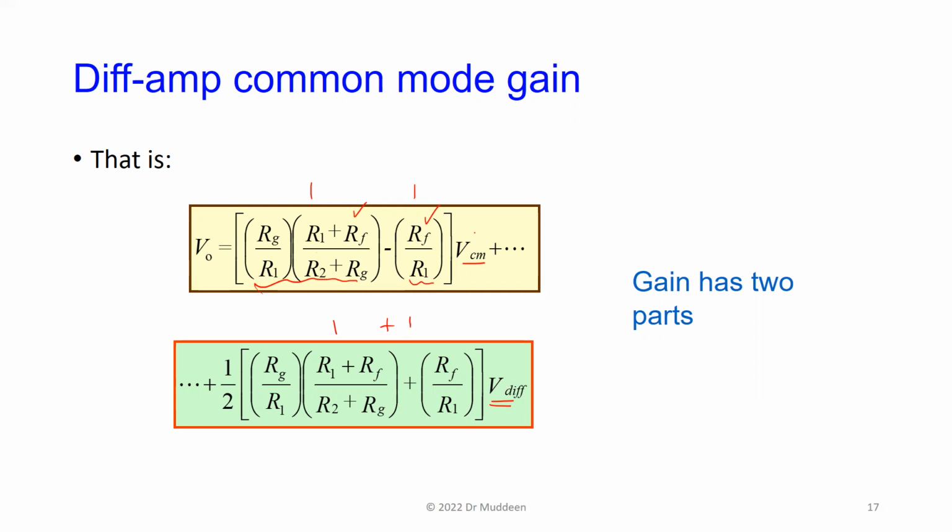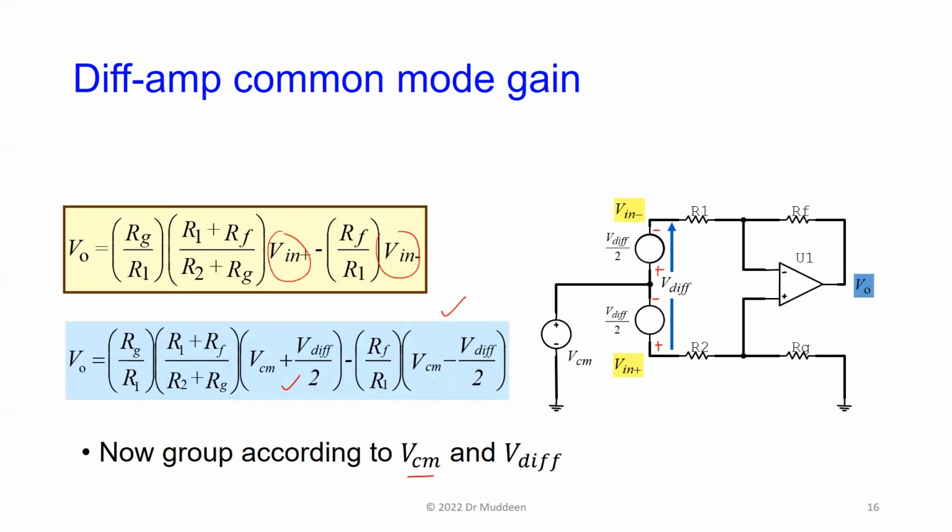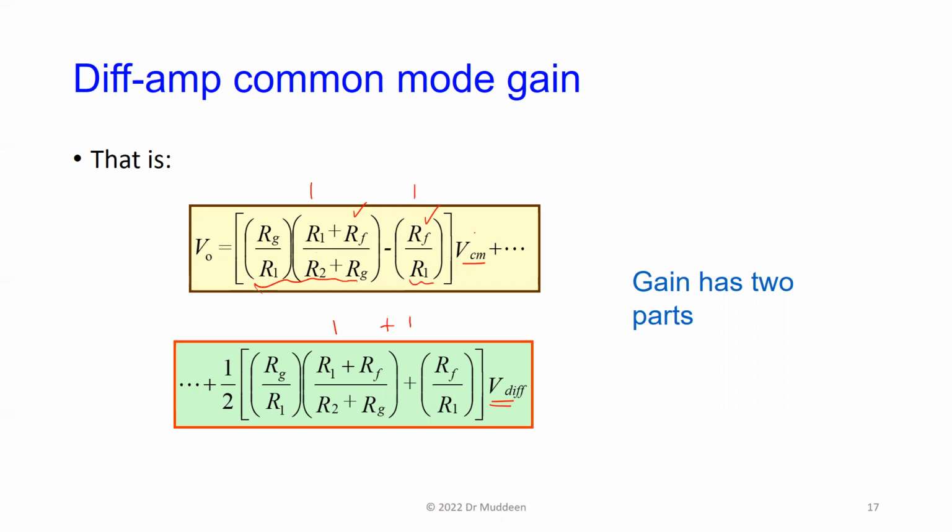So if all the resistances were equal, and remember there are just 4 resistances we're talking about here, then the output of the differential amplifier would be just the differential input. It would ignore the common mode voltage. We all right with that? Everybody seeing that? Yeah? Yes, sir.